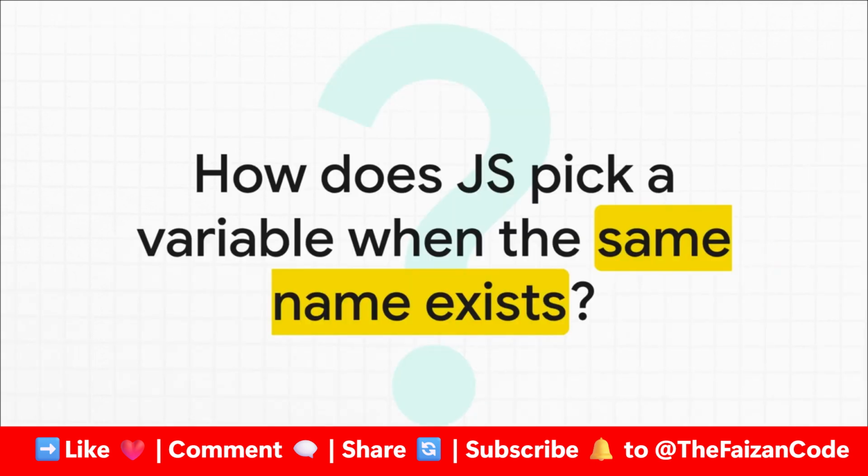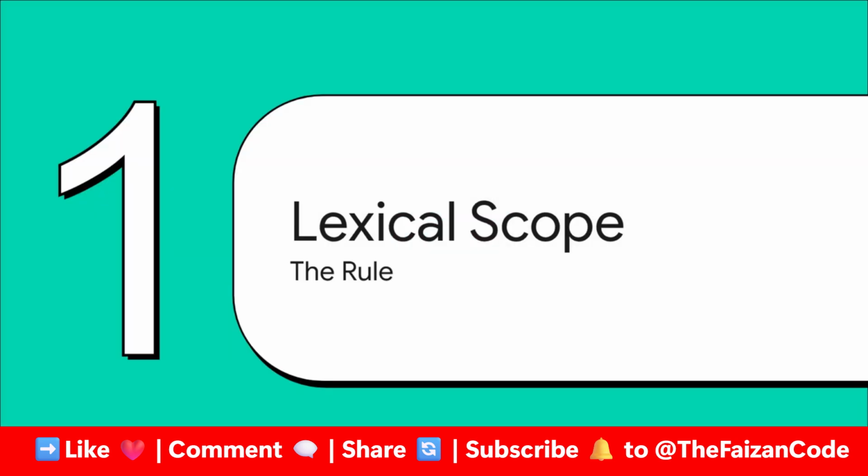You've definitely seen this, right? You've got a variable named user over here and another one with the exact same name somewhere else. So how on earth does JavaScript know which one you mean? Well, it's not magic. The entire secret comes down to one single powerful rule. And that rule, you guessed it, is called lexical scope. It's the simple, kind of unchanging principle that tells JavaScript exactly how to look up variables in your code.